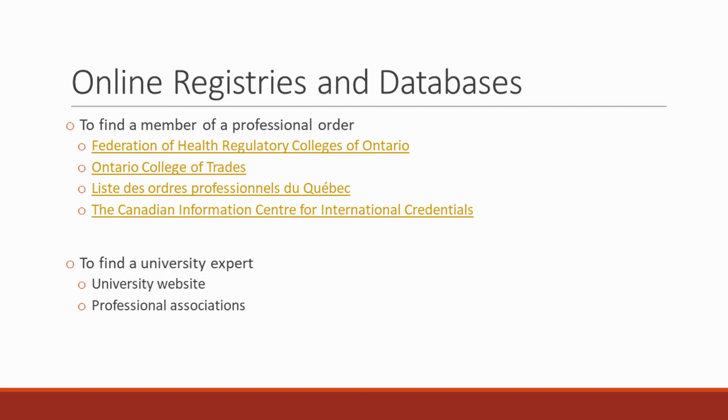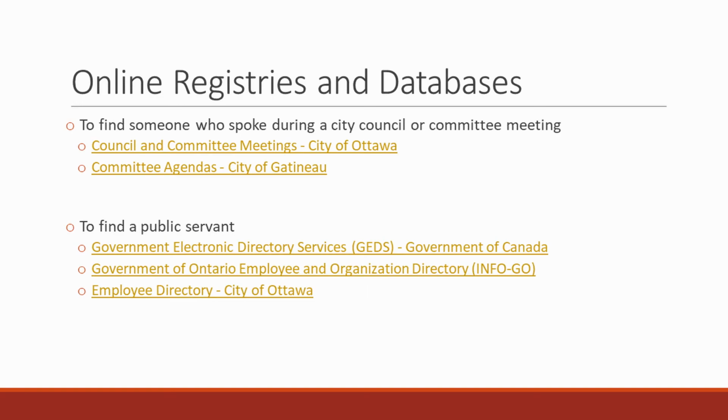To find someone who spoke during a city council or committee meeting, you can go to the City of Ottawa's website, the City of Gatineau's website, go to council and committee meetings. You can go to committee agendas. So explore online. Let's say you know that about a month ago, some residents from a neighborhood attended a city council meeting in Ottawa to complain about a new housing development in their neighborhood, and you want to follow up. You could look at the minutes and you might be able to find someone who attended that meeting.